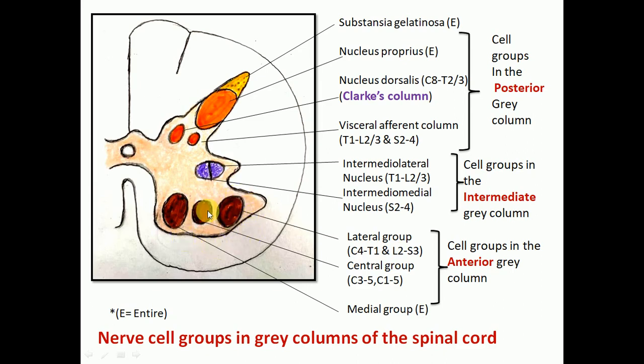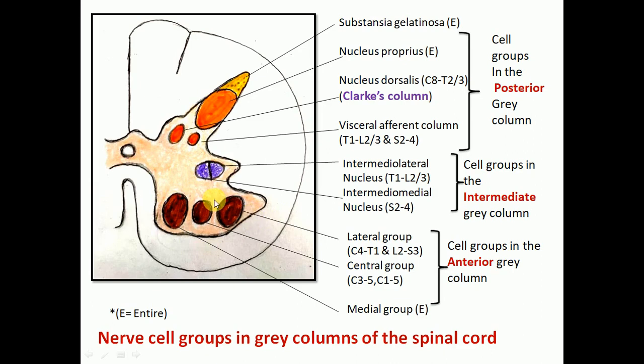While the central group forms two types of nuclei. One is the phrenic nucleus, formed by the C3, C4 and C5 segments of the spinal cord, and another is the spinal nucleus, formed by the C1 to C5 cervical spinal segments and the spinal root of the accessory nerve. So these are the cell groups present within the anterior grey column.